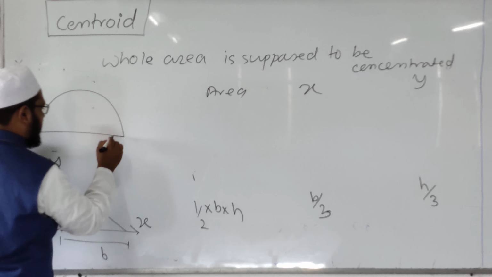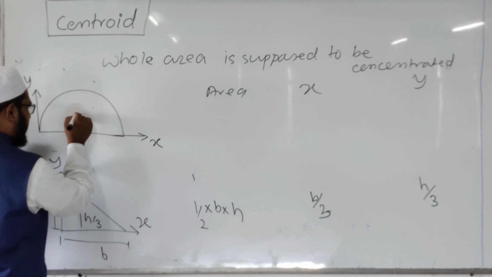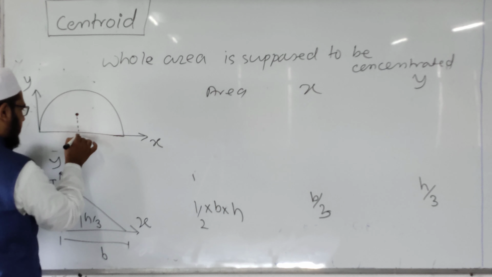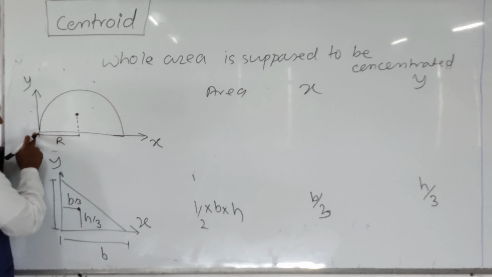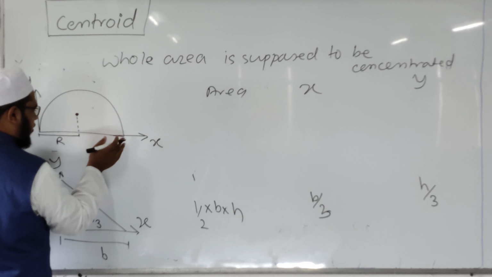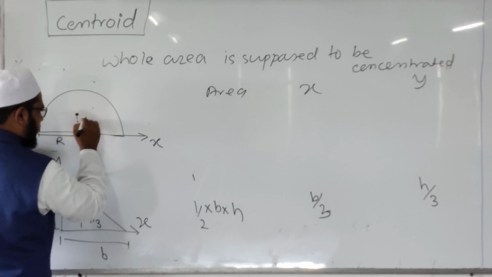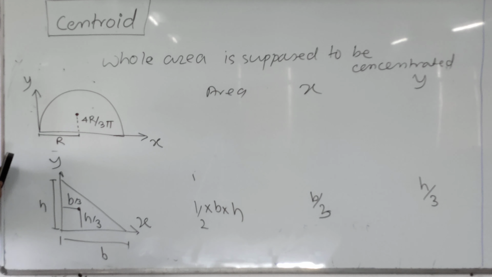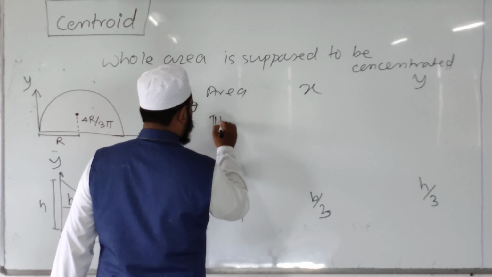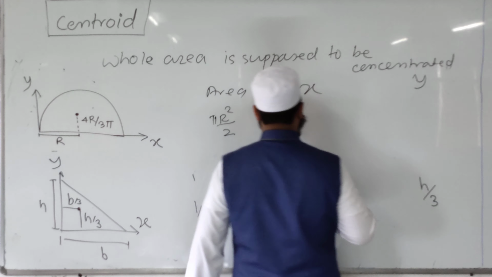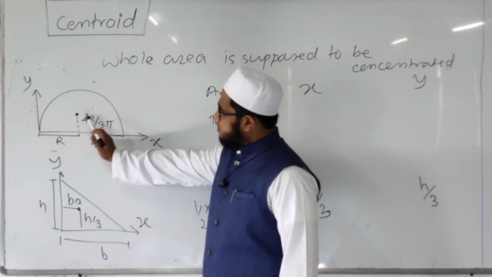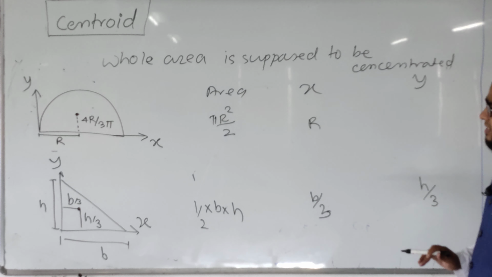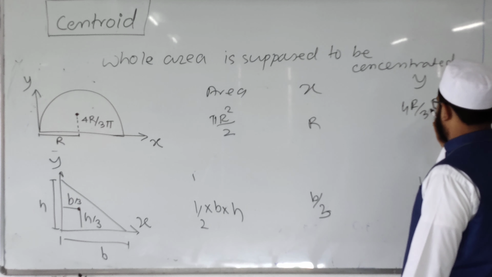The fourth standard figure is the semicircle. Assume that if y-axis and x-axis are given, then in a semicircle the geometric center is this point, which is at a distance of r from the corner, and this distance from the diameter of the circle is 4r by 3 pi. The area of the semicircle is pi r square by 2. The x coordinate is the distance measured from y axis. The distance of this centroid from y axis is r, and the y coordinate is the distance measured from x axis. Therefore, it is 4r by 3 pi.